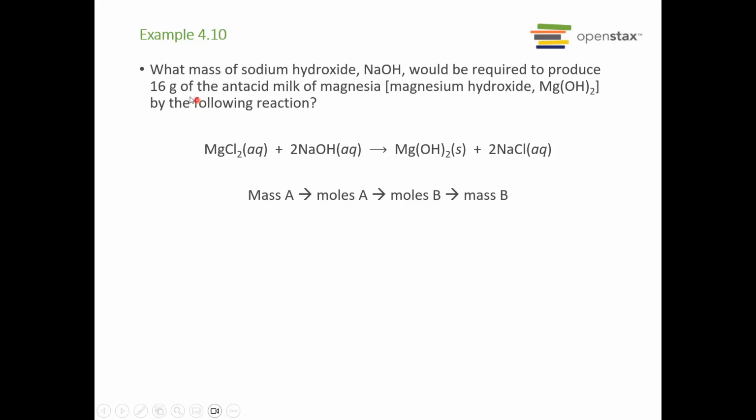So for the first one here, what we're going to do is take the 16 grams of magnesium hydroxide. And since we're starting with grams, we'll have to flip that molar mass. So we've got grams on the bottom, moles on top. That'll be our first step. Then we'll use the coefficients here. Since we have moles of magnesium hydroxide at that point, we'll do 1 mole of magnesium hydroxide on the bottom, 2 moles of sodium hydroxide on top.